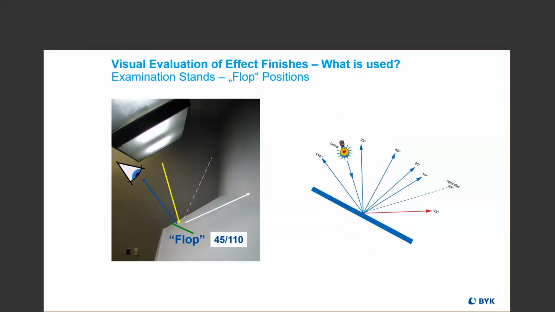Here we have the flop angle, where the panel is turned so that the observer is viewing it at a very shallow angle. In this case, the specular angle is that white arrow, and so the viewing angle is much larger. Here the illumination is still at 45 degrees, but the evaluation angle is at 110 degrees, where the flop would be evaluated.